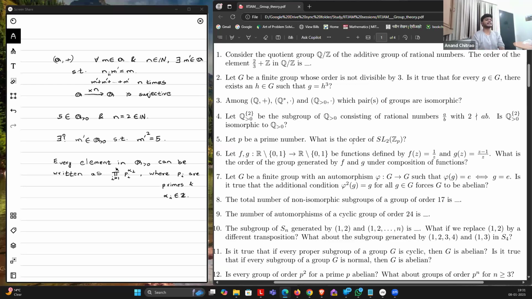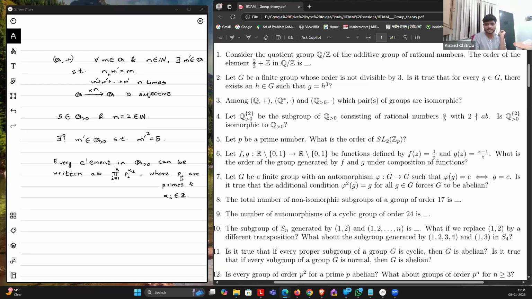Maybe I'll tell you the answer. The answer is yes. And how do you prove this? Every positive element of Q can be written like this: the product for i from 1 to k of p_i to the power alpha_i, where the p_i are all primes except 2. And now you can take the shifting map.